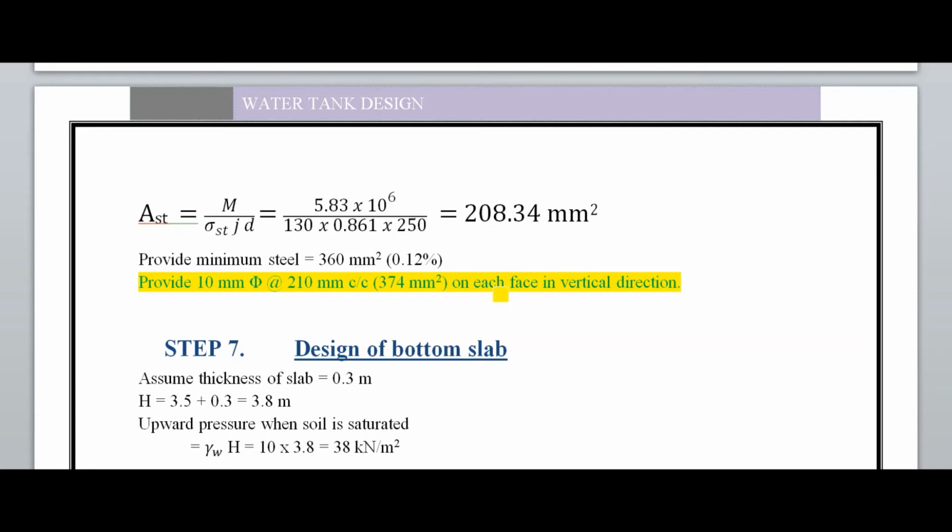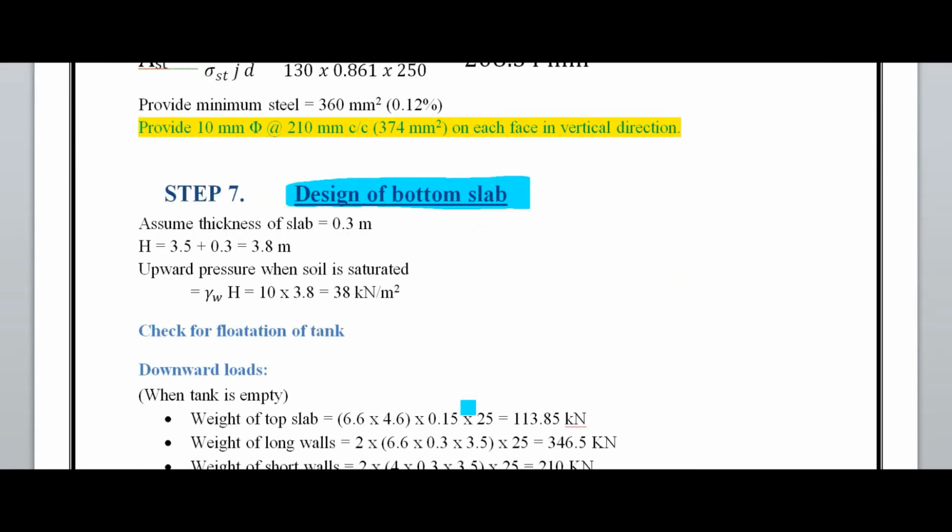Now we are going to design the bottom slab. On the bottom slab, we assume slab thickness is 0.3 meter. So total height is 3.5 plus 0.3, 3.8. Upward pressure when soil is saturated: gamma W into capital H, 10 into 3.8, so 38 kilonewton per meter square is the upward pressure of soil on the bottom slab.